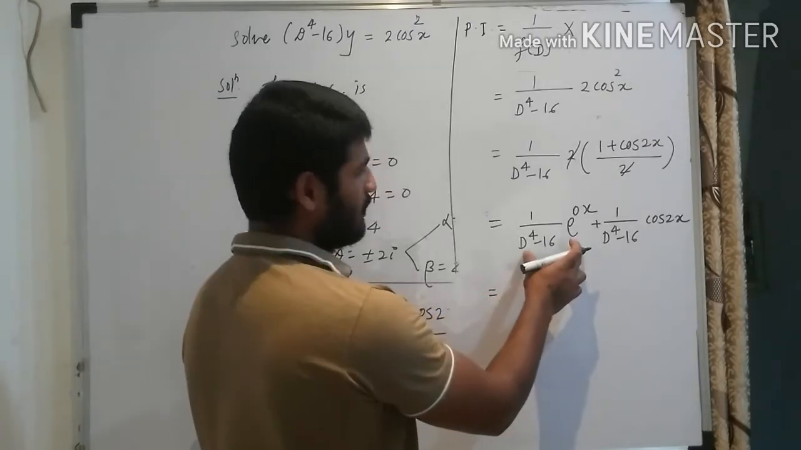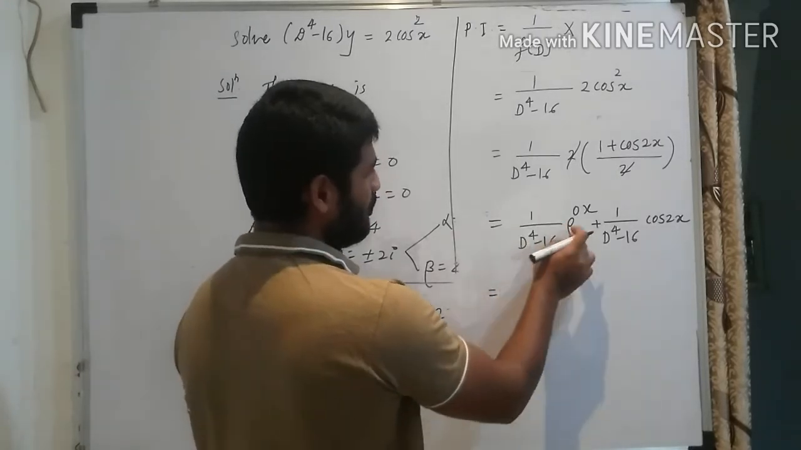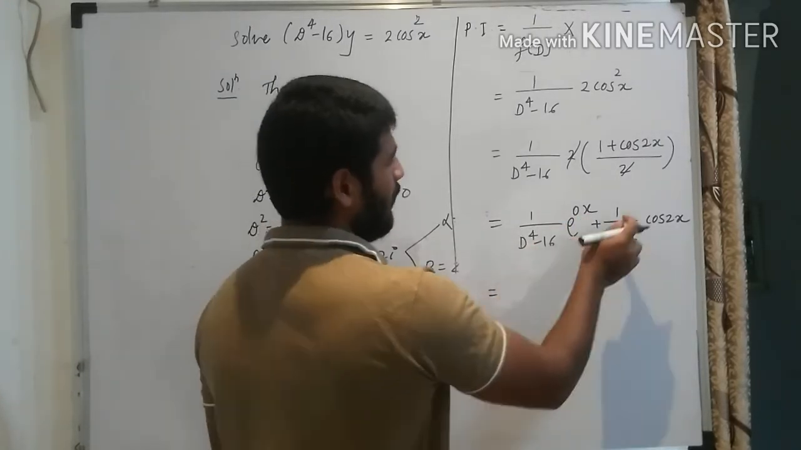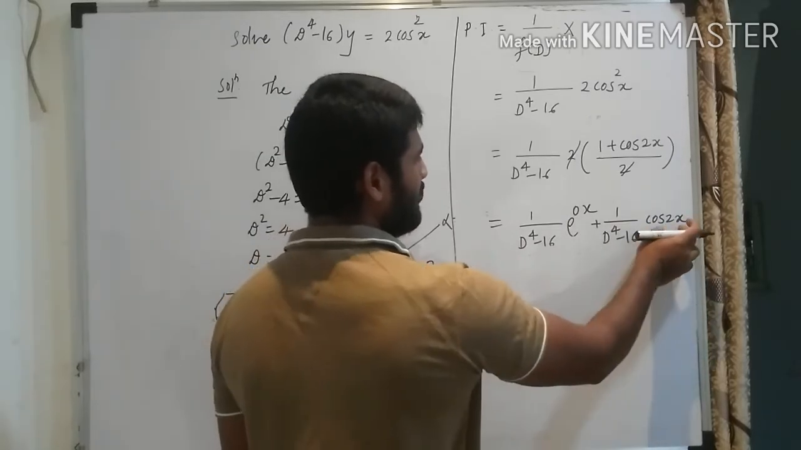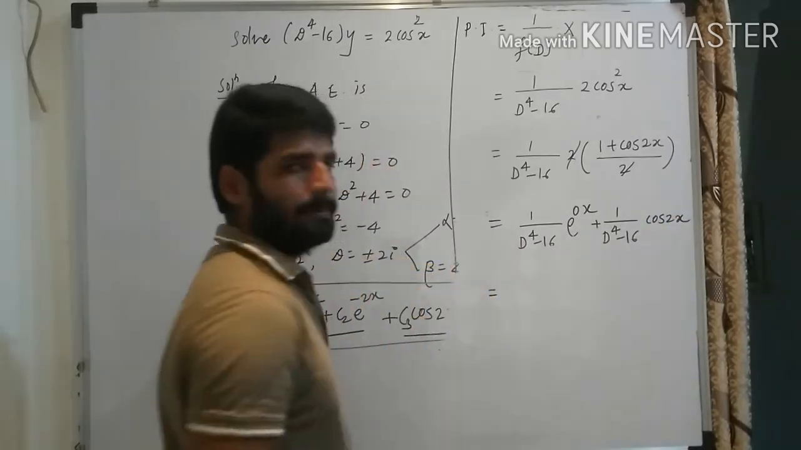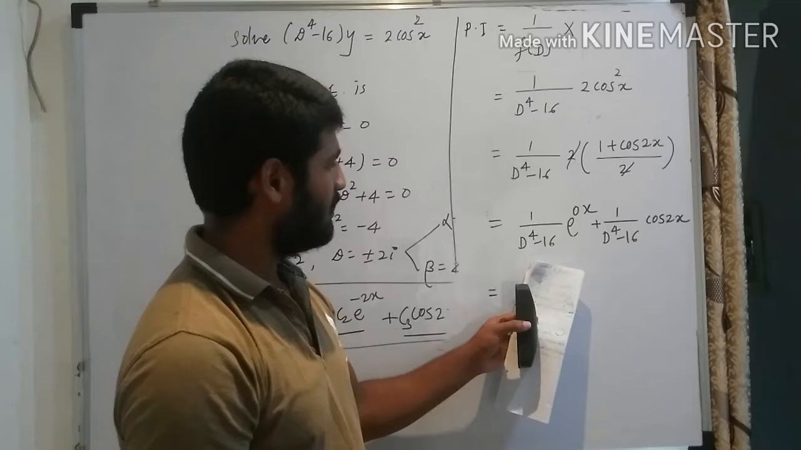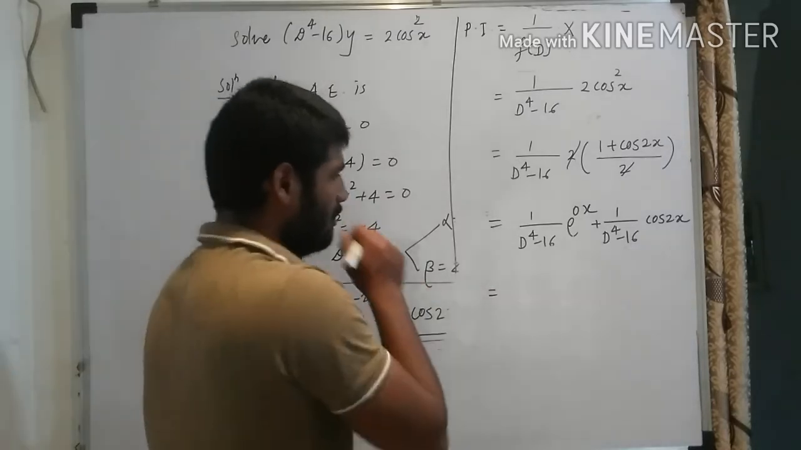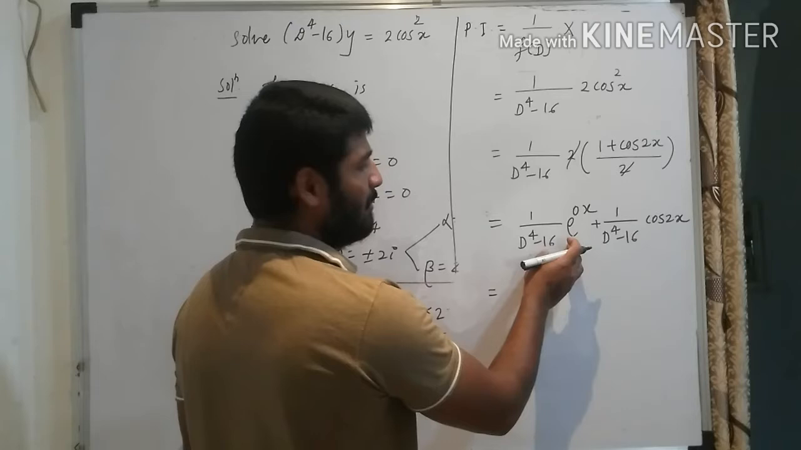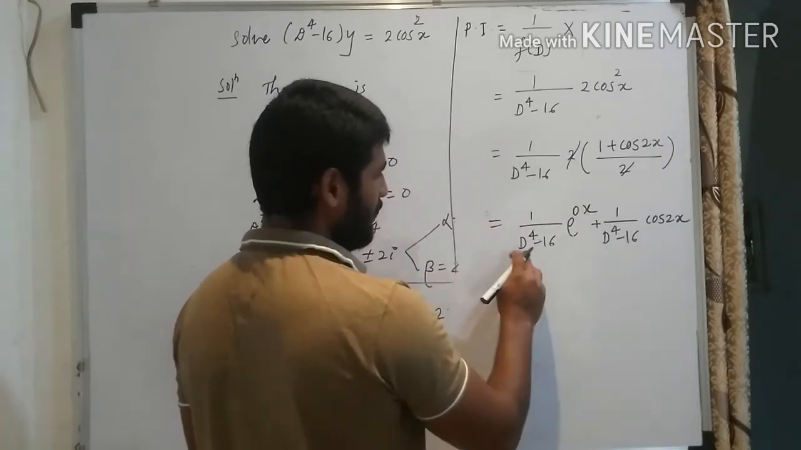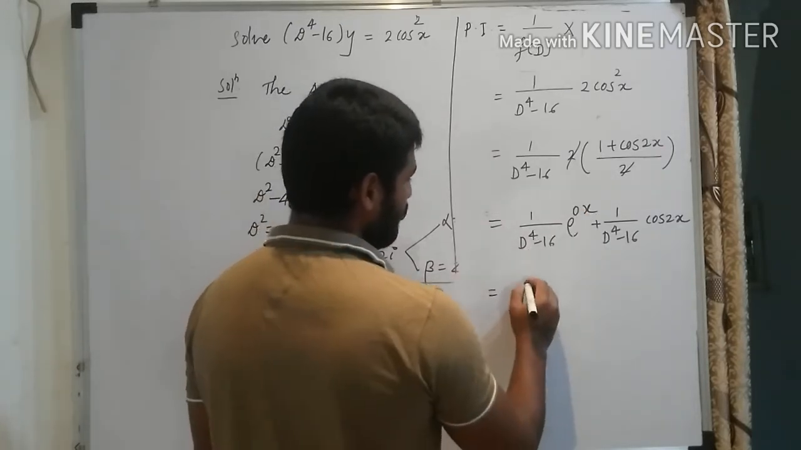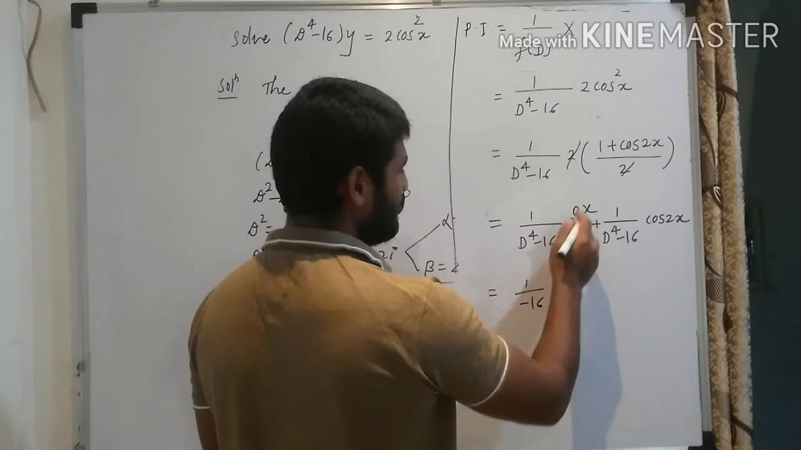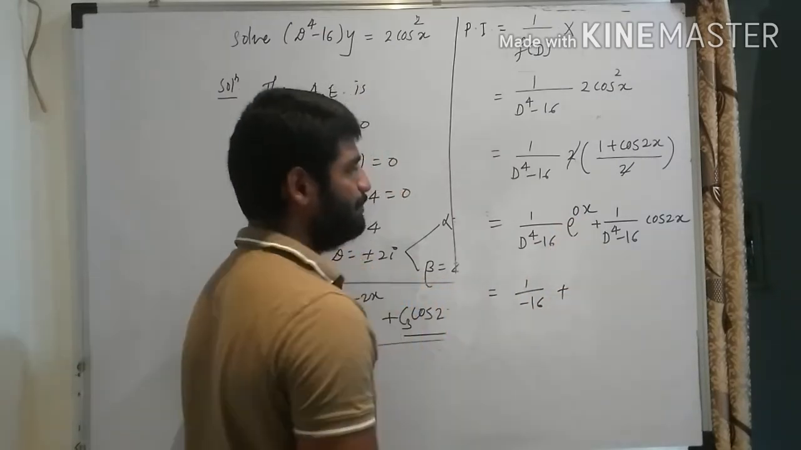Now, in this term, we see here 1 upon f of d into e raised to ax. So, first case is here. And here 1 upon f of d cos ax, a is equal to 2 here. So, in first term, we use first case, and in second term, we use second case. So, here replace d by a. So, a is equal to 0. If we replace d by a, we get 1 upon minus 16, e raised to 0 is 1, plus.